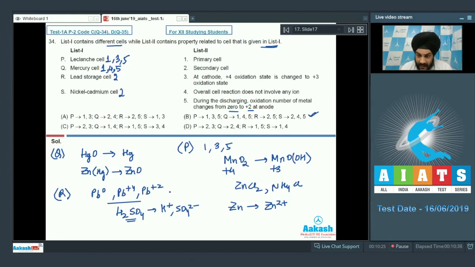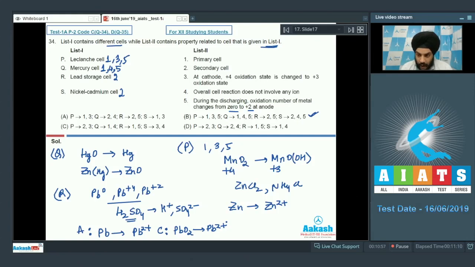If we talk about the last one, during the discharging, the oxidation number of metal changes from 0 to +2 at anode. This is correct, students. At the anode, we have Pb converting into Pb2+, whereas at the cathode, we have PbO2 converting into Pb2+ again.